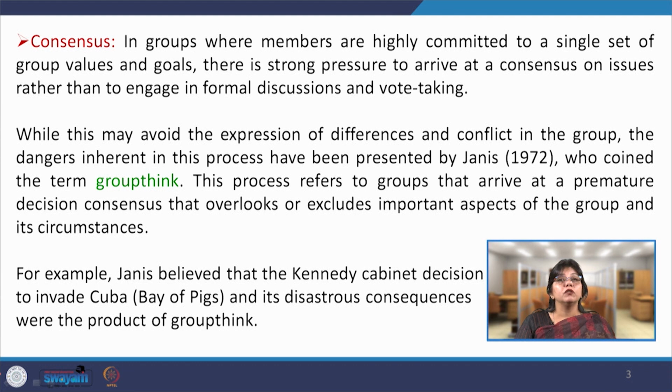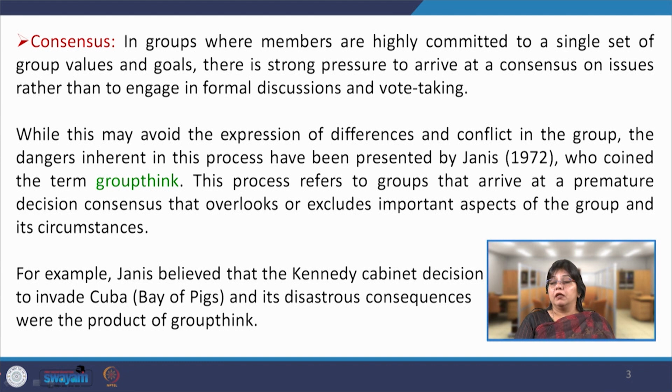This process refers to groups that arrive at a premature decision consensus that overlooks or excludes important aspects of the group and its circumstances. So, at this point, when any easy option is available without understanding the potential threats that can come with that decision or option, that is groupthink, where decision consensus is there, but members tend to overlook or exclude the important aspects of the group and its circumstances.